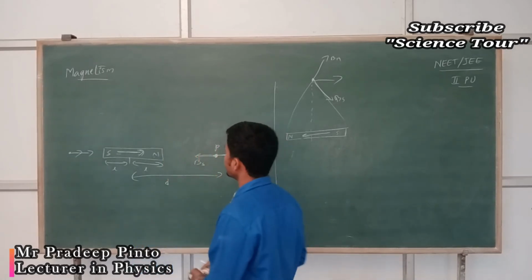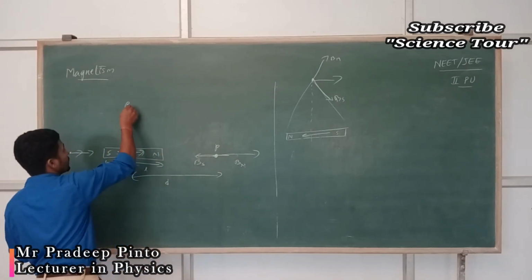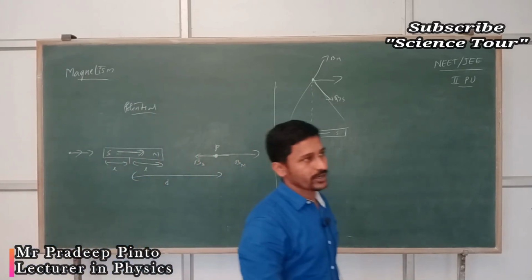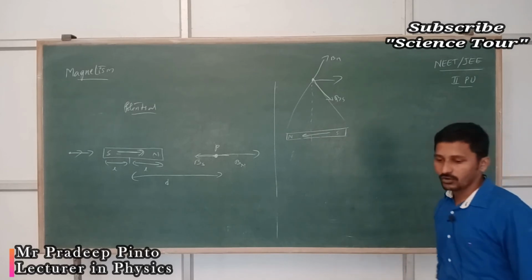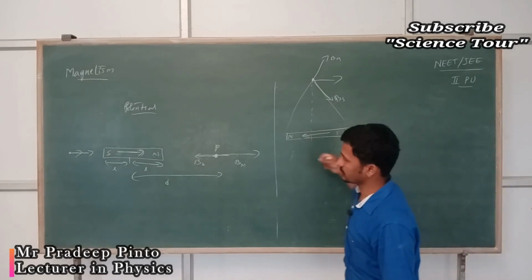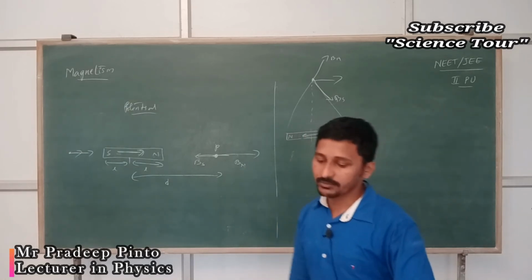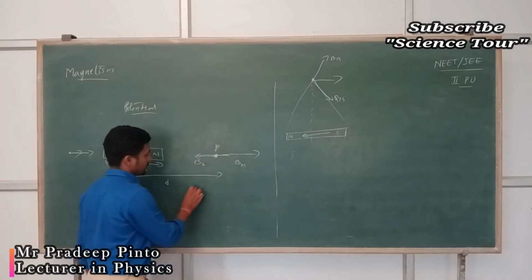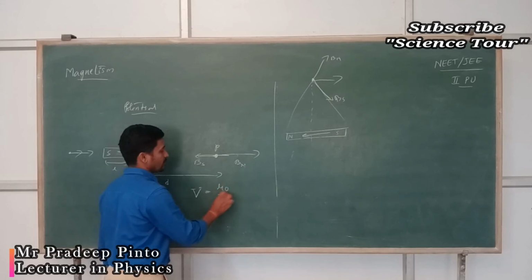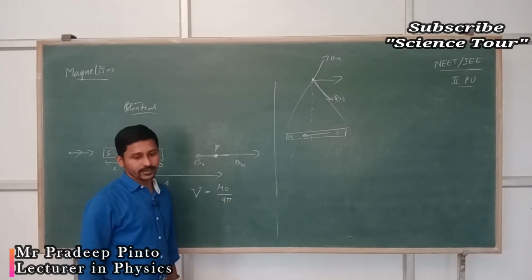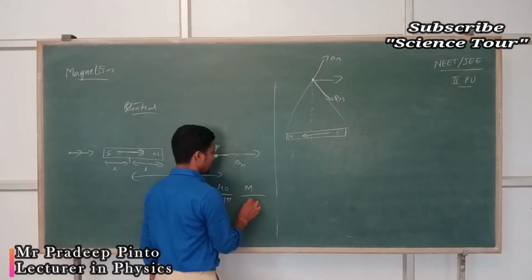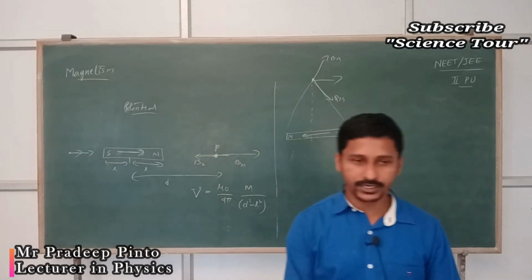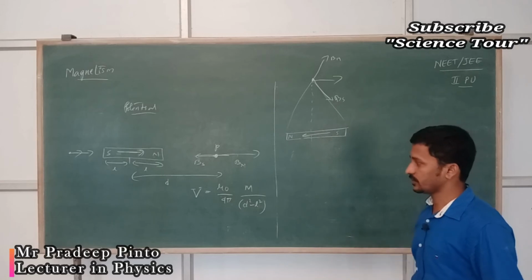So, what about the potential? We have studied potential in the case of electric field, the potential on the axis of a dipole, where a unit positive charge is brought. Similarly, the magnetic potential at a point P on the axial line is V equals mu naught divided by 4 pi into m divided by (d square minus l square). In the denominator, the square is not there, whereas earlier it was.